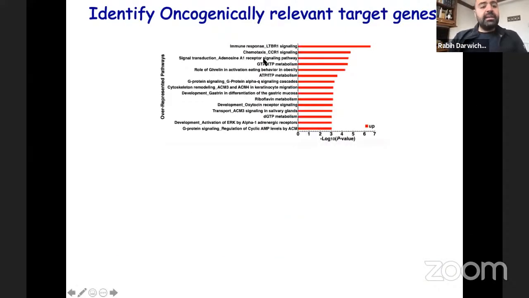We found that some of these genes are important in many pathways, such as immune response LTBR1 signaling. For example, this pathway is known to be important for cancer, but we found new genes in this pathway that were never linked before to cancer. Also in chemotaxis CCR1, or in the signal transducing adenosine A1 receptor signaling pathway, and others.